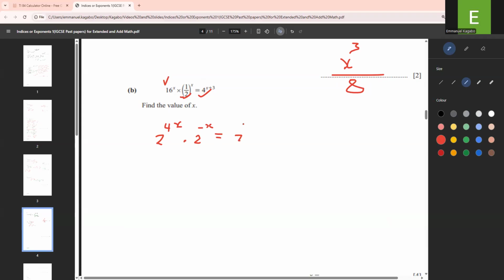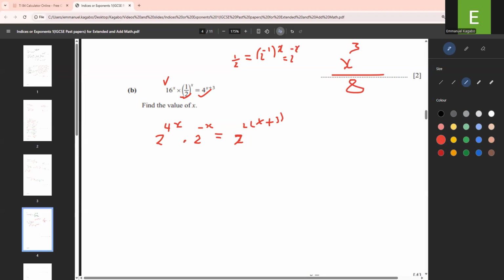This is 2 power 2 bracket x plus 3. Now, this is 2 here, guys. Now, this is the 1 over 2, which is same as 2 power negative 1. And then I have x here. So when you open the bracket, I'll get 2 power minus x. I hope you understand what I did.